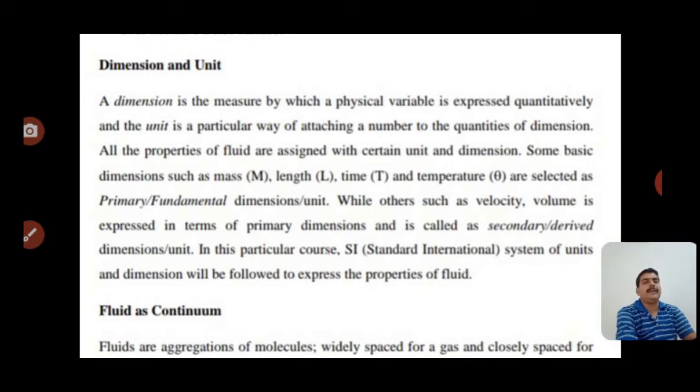Therefore, some fundamental units: mass is measured in kilogram, and the notation is capital M, as we see in the figure on the slide. Length is measured in the meter, and the notation of length is capital L. Time is measured in second, and the time notation is capital T. Temperature is measured in degree Celsius or Kelvin, and its notation is taken as theta. These are the fundamental units of fluids.